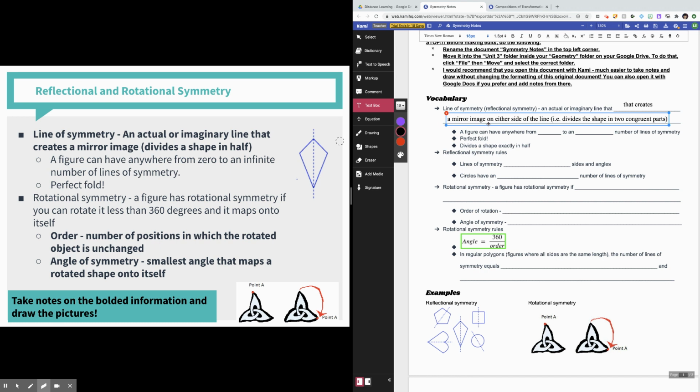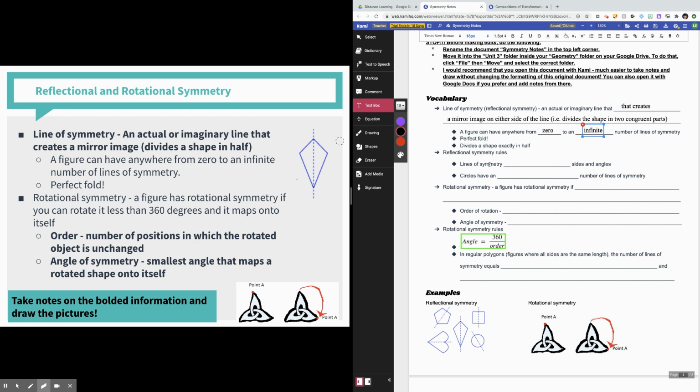What's neat about lines of symmetry is that oftentimes in shapes you can definitely have more than one. That happens a lot. Shapes can have no lines of symmetry, 1, 2, 3, 4. They can have an infinite number of lines of symmetry also. So a figure can have anywhere from 0 to an infinite number of lines of symmetry. Essentially what you're looking for here is a perfect fold.